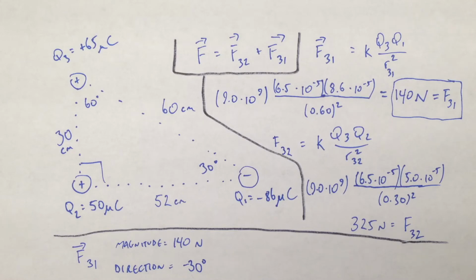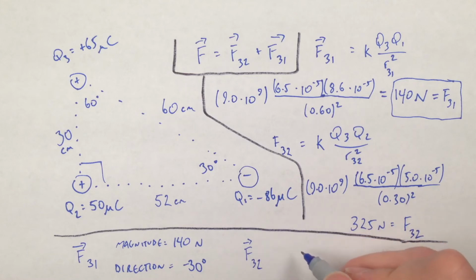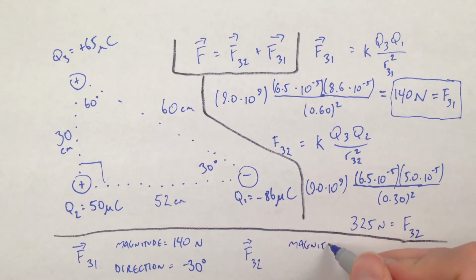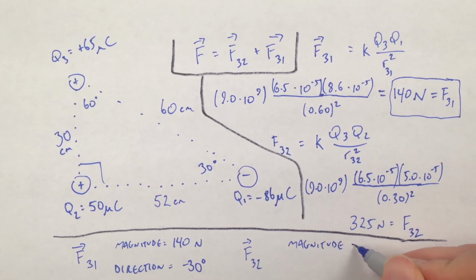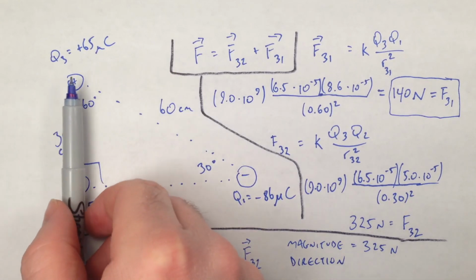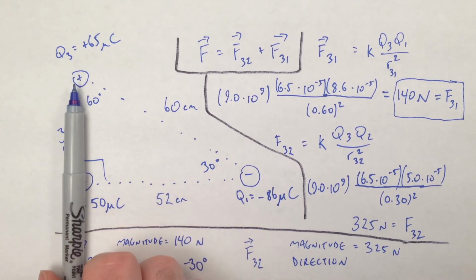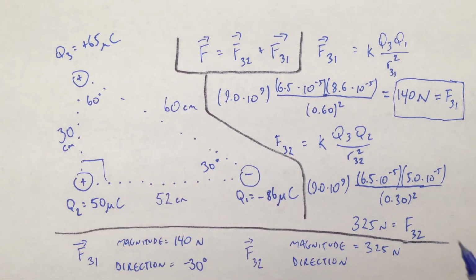All right, so we've got that force, that magnitude, that direction, and then the other force, that would be between charges 3 and 2. It has a magnitude of 325 newtons and a direction, well, it's repulsive. That's not a comment about the physics. I'm saying it's pushing it away, and it's doing it at a direction of 90 degrees.